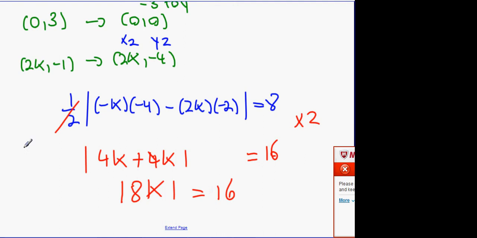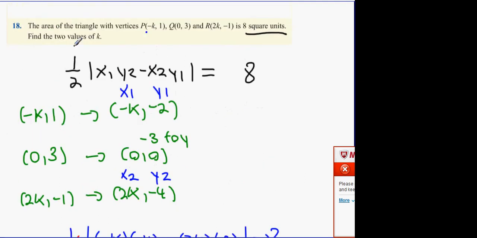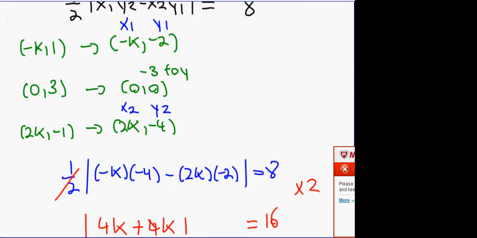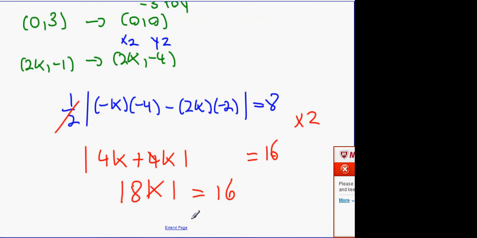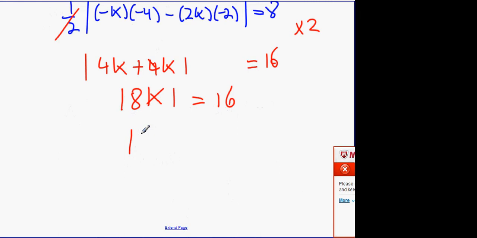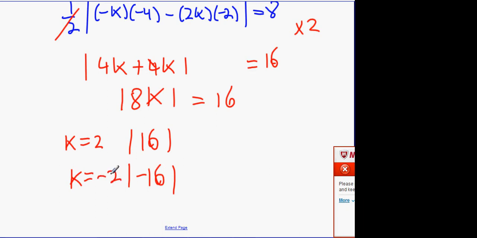I'm going to reread the question. Values, not value. Okay? So there's 2 values that will do the trick. Inside the brackets I can have 16 or minus 16. What 2 numbers cause 8k to turn into 16? And what causes it to turn into minus 16? Minus 2.